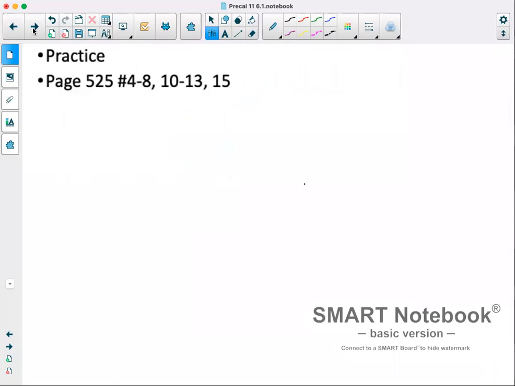So practice for this section can be found on page 525.